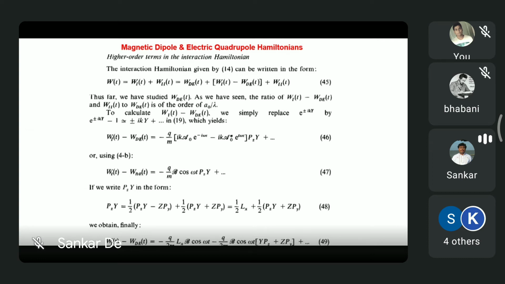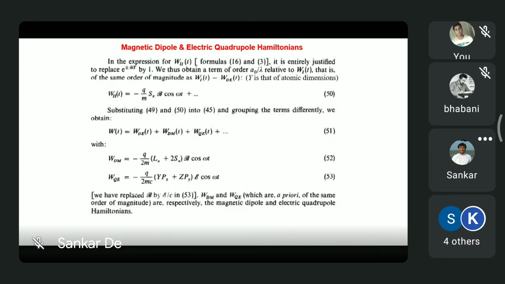Now this is just W1 minus W_DE. The one thing that is left after that is the W2 term of the interaction Hamiltonian. That W2 term is minus q by m S_x B cos omega t. So that is exactly the spin interaction with the magnetic field.